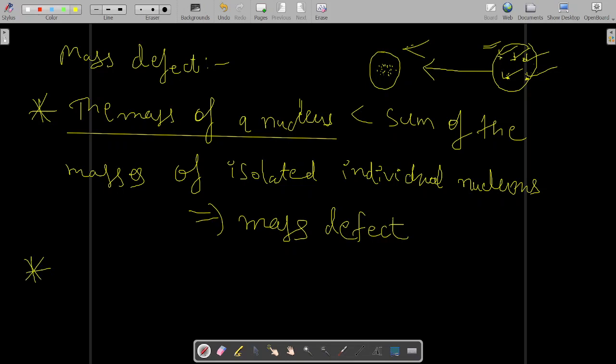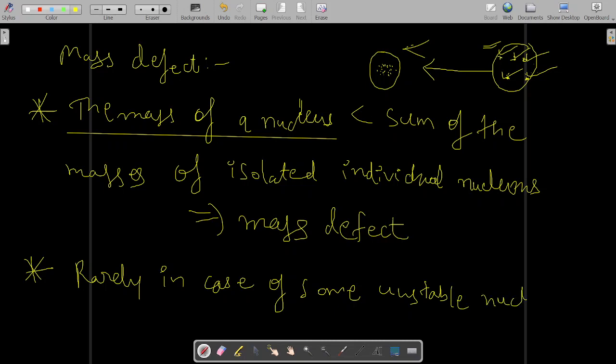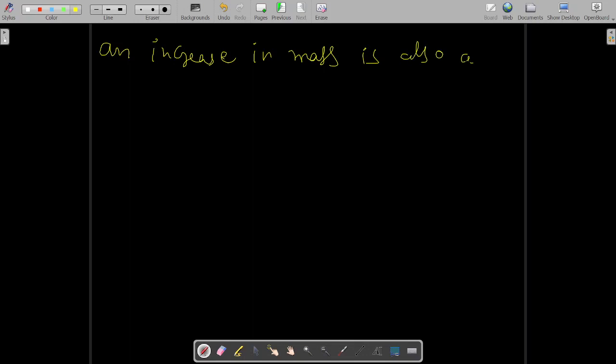Now rarely, in case of some unstable nuclei, an increase in mass is also observed.